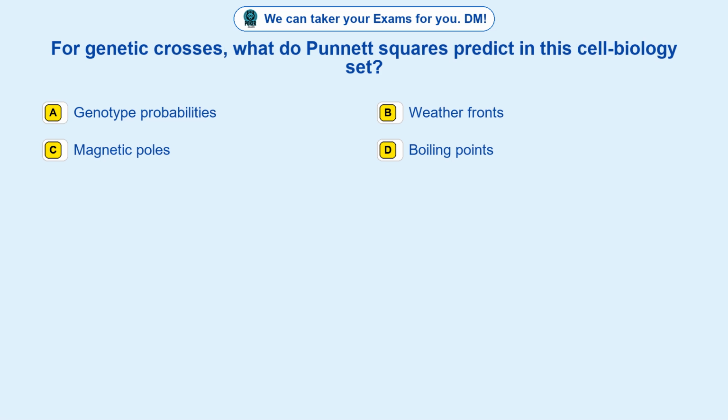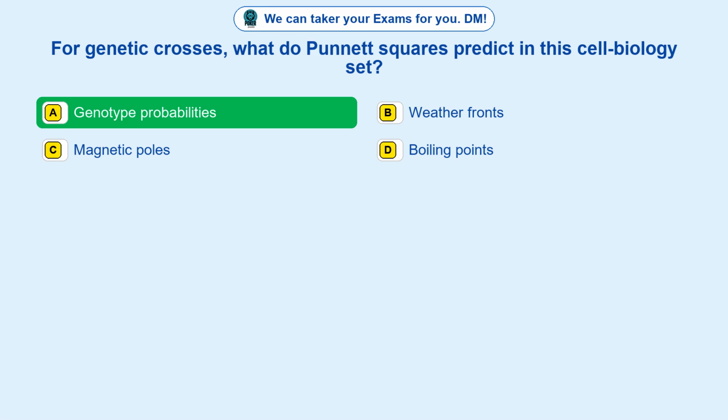Question 27. For genetic crosses, what do Punnett squares predict in this cell biology set? Option A, genotype probabilities. Option B, weather fronts. Option C, magnetic poles. Option D, boiling points. The correct answer is option A, genotype probabilities.